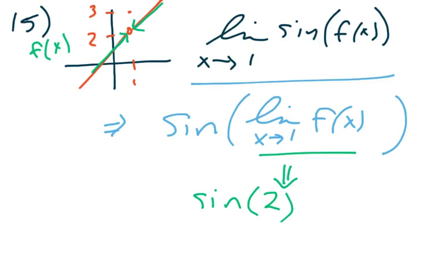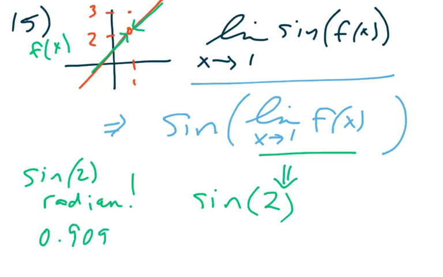Now, as you can see from the answer choices, they're all decimal values, which lends to the fact that this is a calculator question. So you are simply going to plug sine of 2 into your calculator. Make sure your calculator is in radian measure. And what you should get out is 0.909, which is choice A.